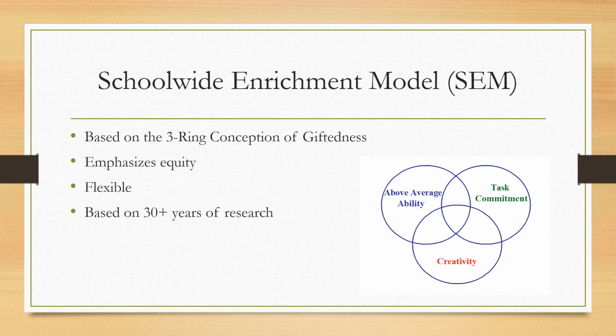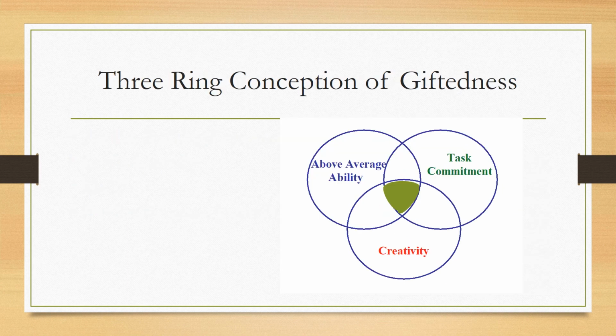This is a flexible model. It can be modified, portions can be used. And as I said, it's based on, that says 30 years, but now it's really 40 years of research. So here again, we have the three rings, and the green area shows when those rings are brought together, giftedness is evident.